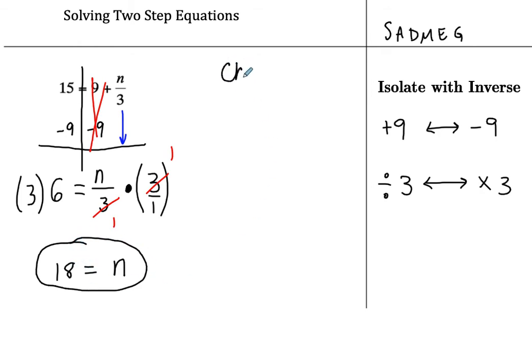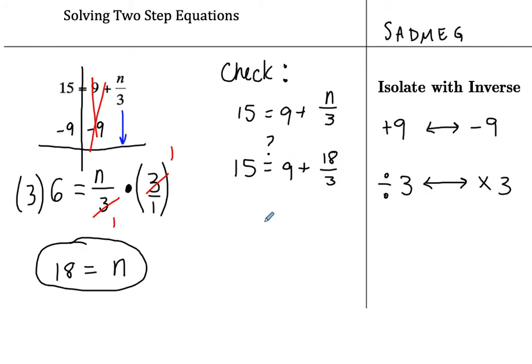Now I can check that by plugging it back in. So 15 is equal to 9 plus n divided by 3, which means, let's check, is 15 equal to 9 plus 18 divided by 3? Is that equal to 9 plus 18 divided by 3 is 6, is equal to 15? It checks out, and so I know that this answer was correct.